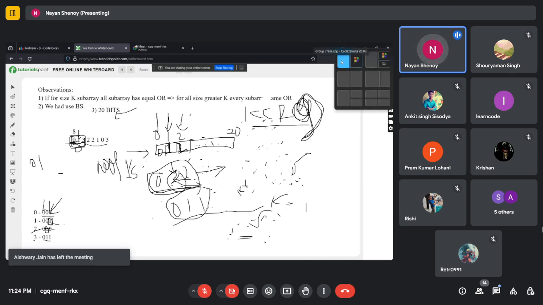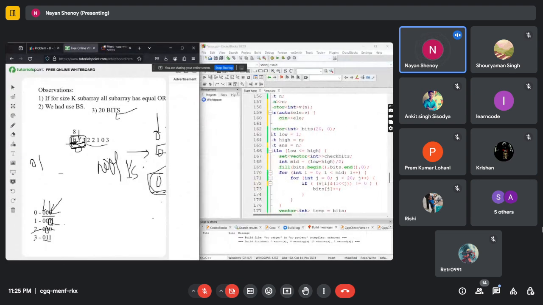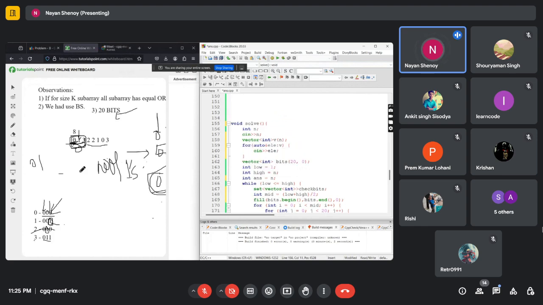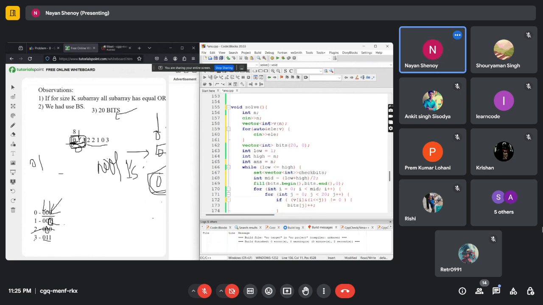I'll explain this to you via code. I think it will be easier. Okay, so I'll explain this concept via code.